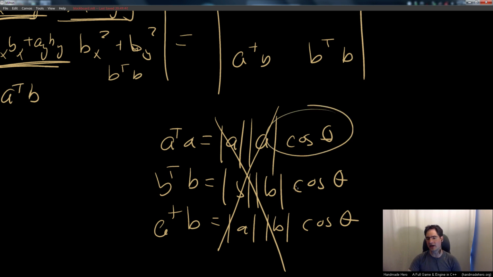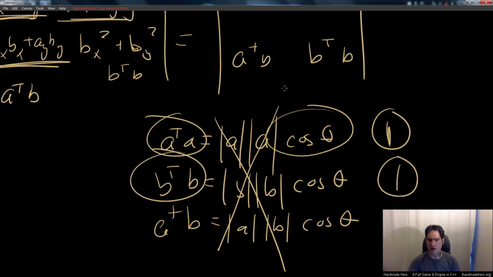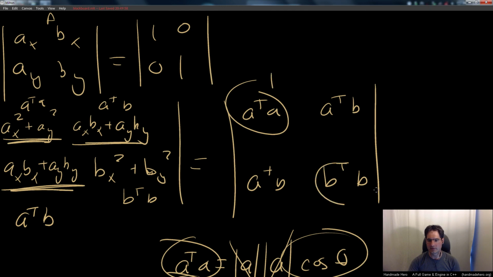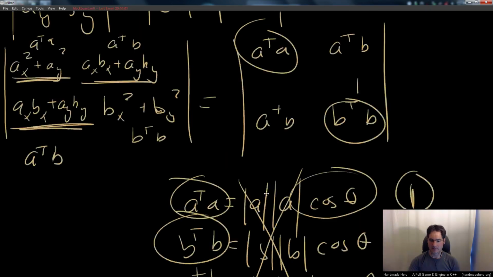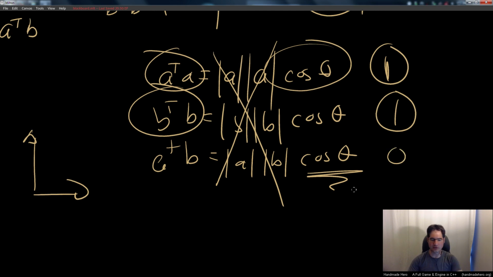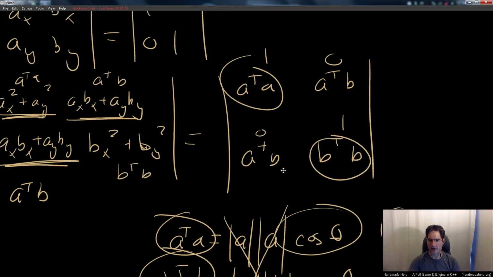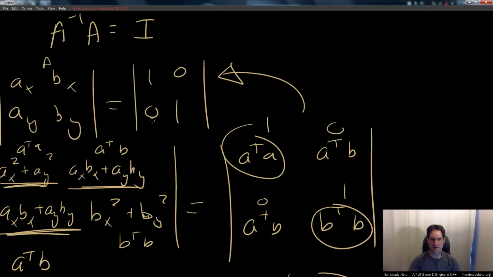Well, what's the cosine of the angle between two vectors that are the same vector? That's an angle of 0 and a cosine of 1, which means A transpose A and B transpose B are both equal to 1. Hey, guess what? 1, 1. A transpose B, what's the cosine of two things that are 90 degrees apart? Well, it's 0. The cosine is 0 when it gets to 90 degrees. 0, 0. That's exactly what I wanted. 1, 0, 0, 1.